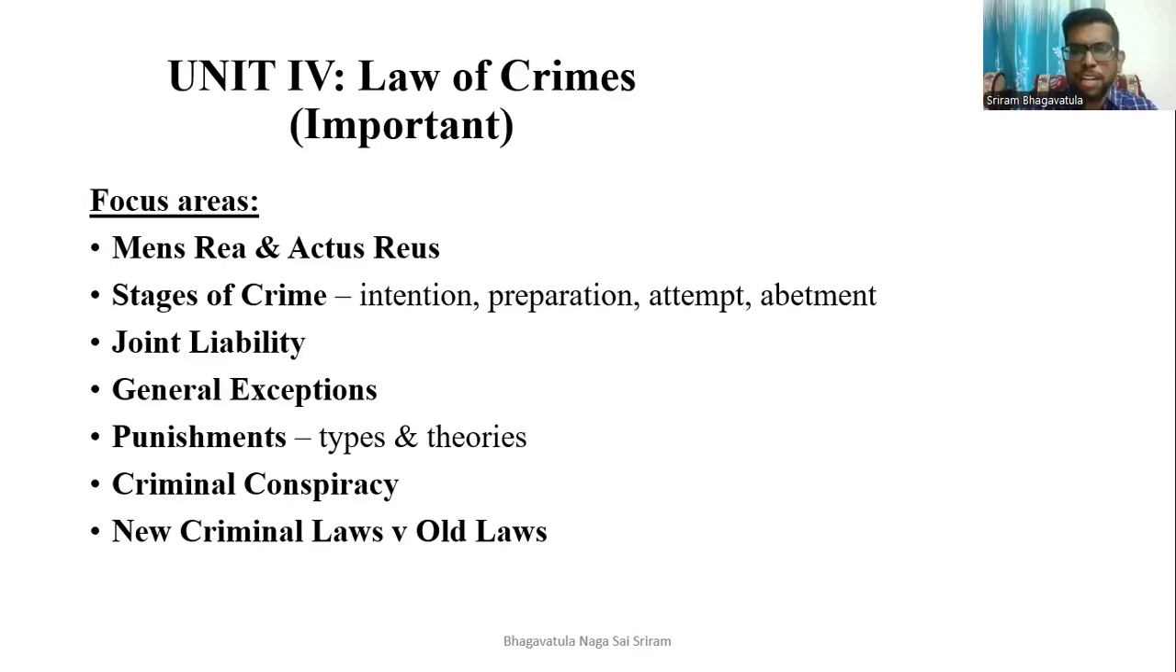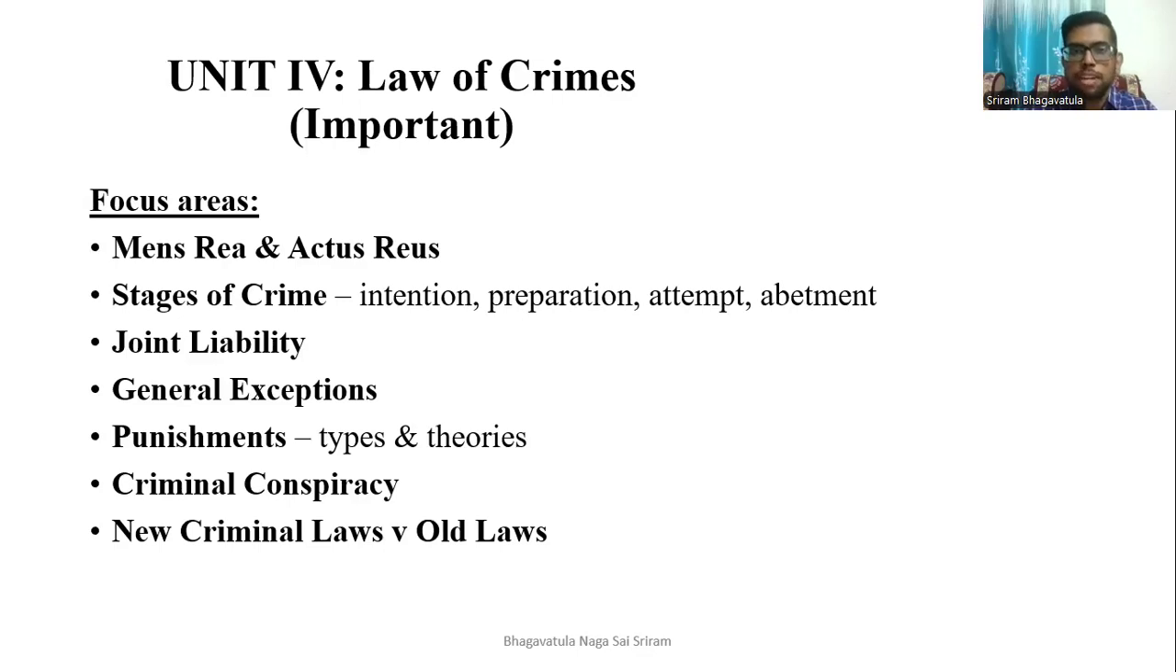Next comes punishment theories and types. What are the types and theories of punishment? You might have several theories, such as the retributive theory, compensatory theory, and deterrent theory. What is the theory and what are the different types? Now we have another type of punishment in our new criminal law, the Bharatiya Nyaya Sanhita, that is community service. Why was it introduced? It is the restorative justice concept. So all of these things are very, very important.